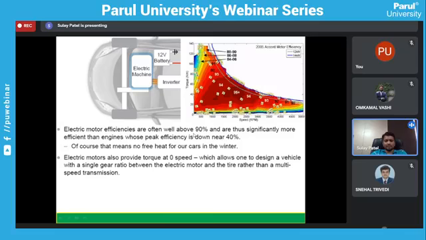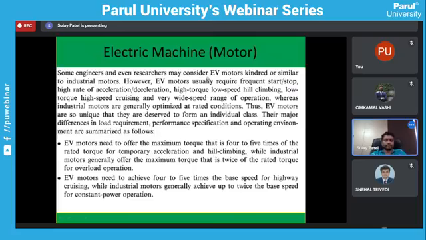Of course, that means no free heat in our cars in the winter. The electric motor also provides torque at zero speed, which allows one to design a vehicle with a single ratio between the electric motor and the wheels, rather than multi-speed transmissions. So this is the biggest advantage of the electric motor: it has maximum efficiency and it can generate maximum torque from the initial starting speeds.